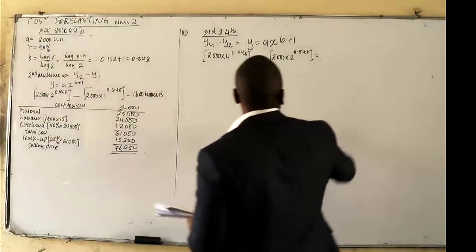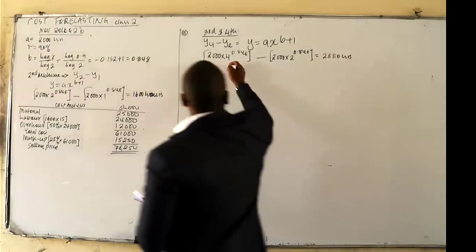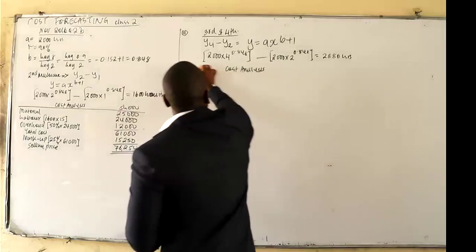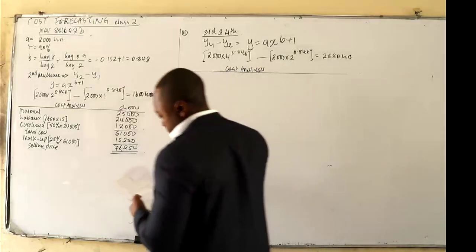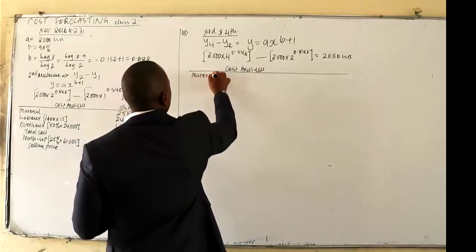Okay. 2880, 2880 hours. So now let's do the cost analysis. For the cost analysis, we have material, so we'll be having the material cost.